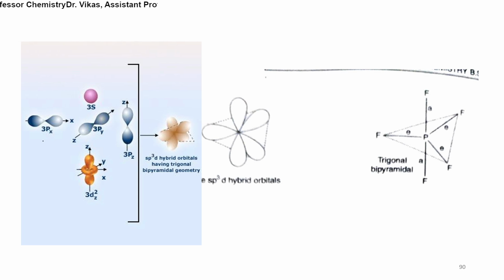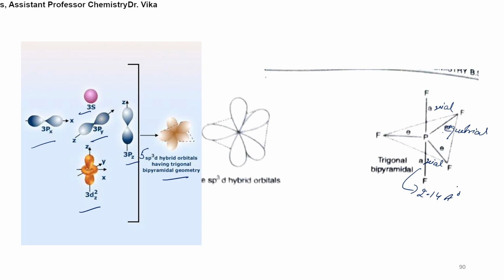You can also say that in this case 3s, 3px, 3py, 3pz and 3dz square combine to give 5 sp3d hybrid orbitals having trigonal bipyramidal geometry. These 3 bonds are equatorial and this one is axial. In that case the bond length is 2.19 angstrom, and in that case the bond length is 2.04 angstrom. Those bonds are long and those bonds are short.